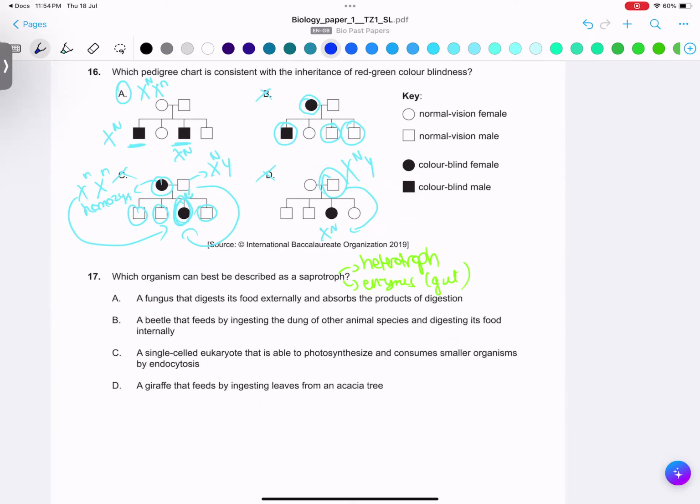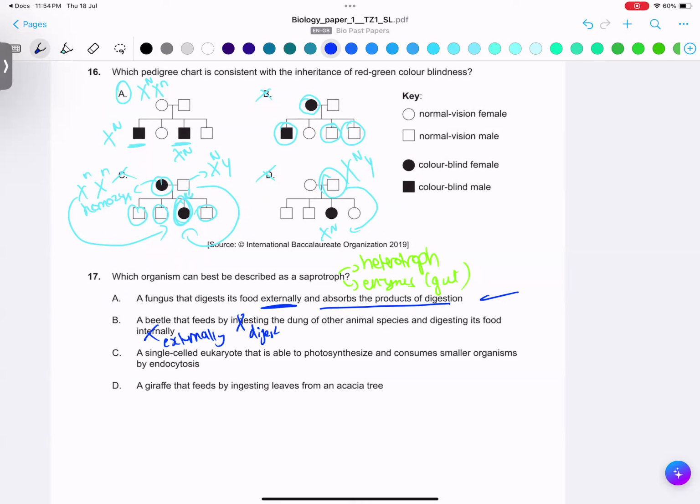A fungus that digests its food externally, this is true, absorbs the products of digestion. Yes, this is true. A beetle that feeds by ingesting, this is not true. It does not ingest, it digests the dung of other animal species and digests its food internally. No, it digests actually externally. So this is false.